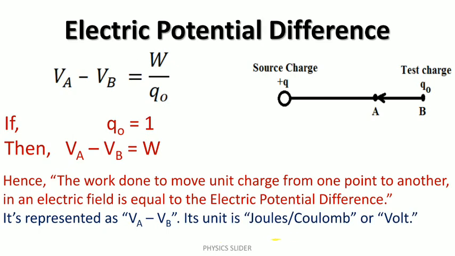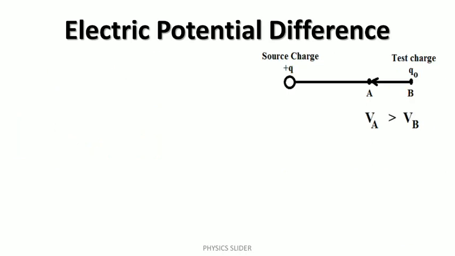Its unit is joules per coulomb or volt. Why joules per coulomb? The unit for the work done is joules and the unit for the charge is coulomb. That's why the unit is joules per coulomb, and this is also called volt. Now some more about electric potential.